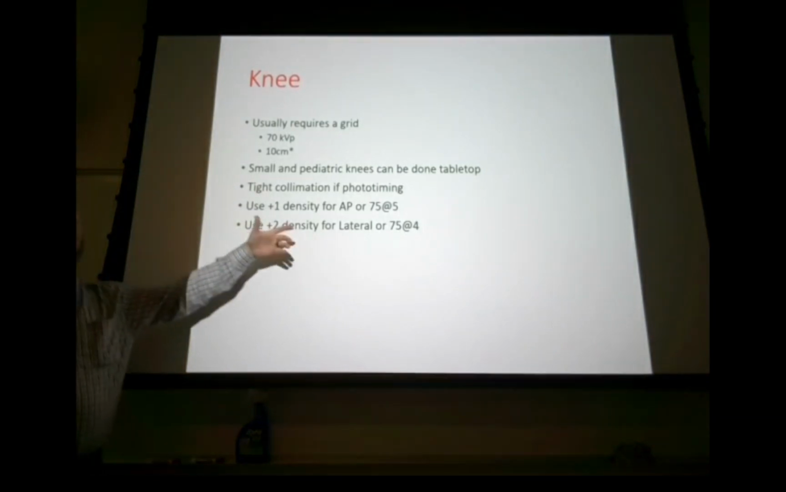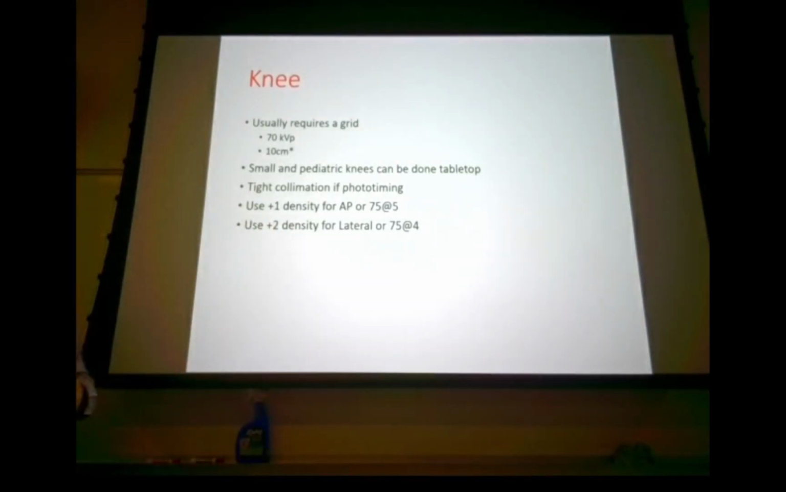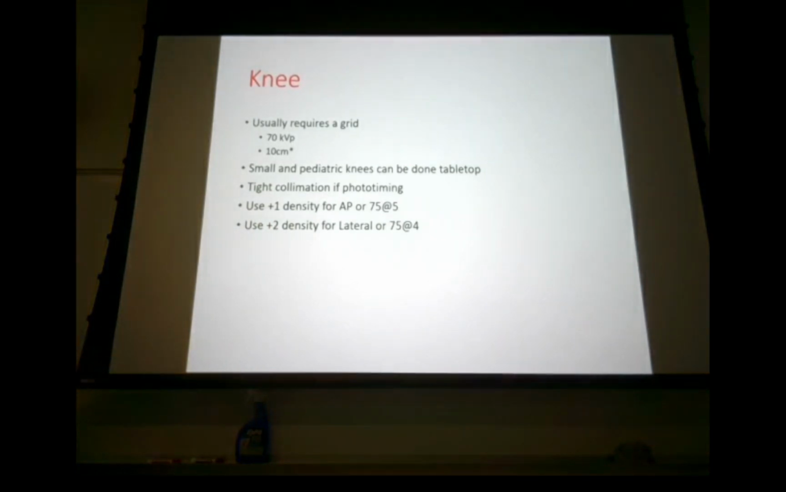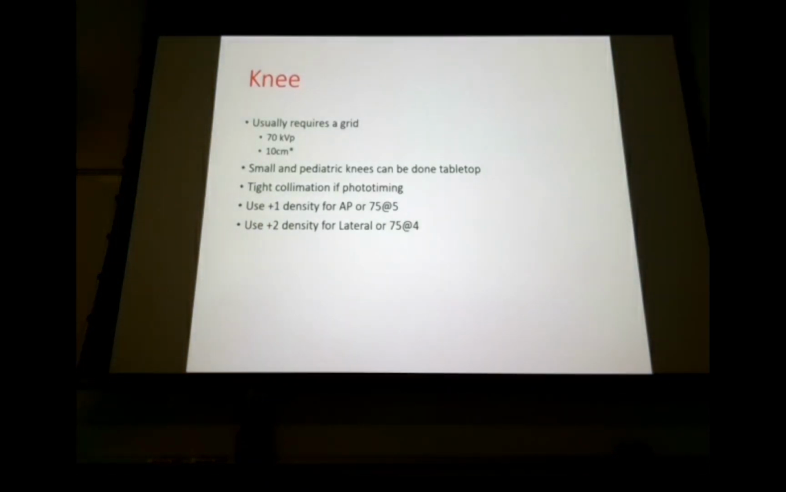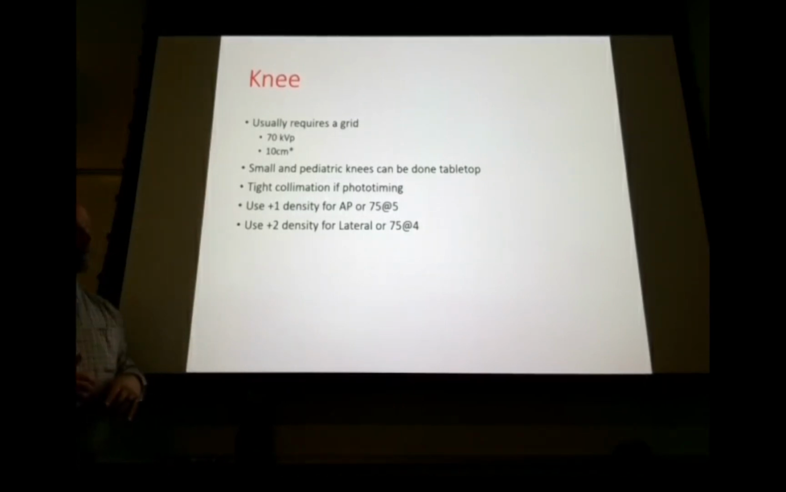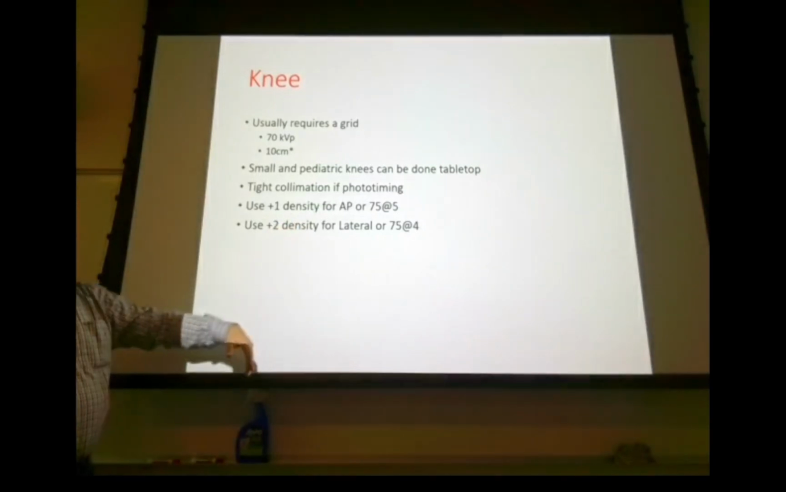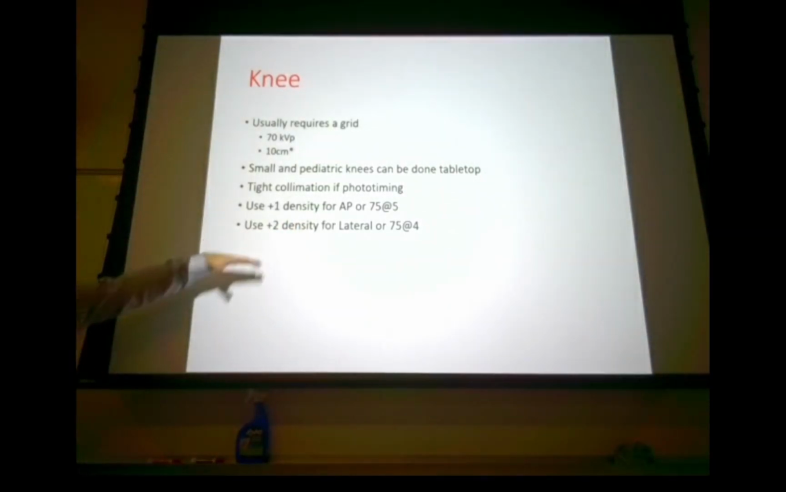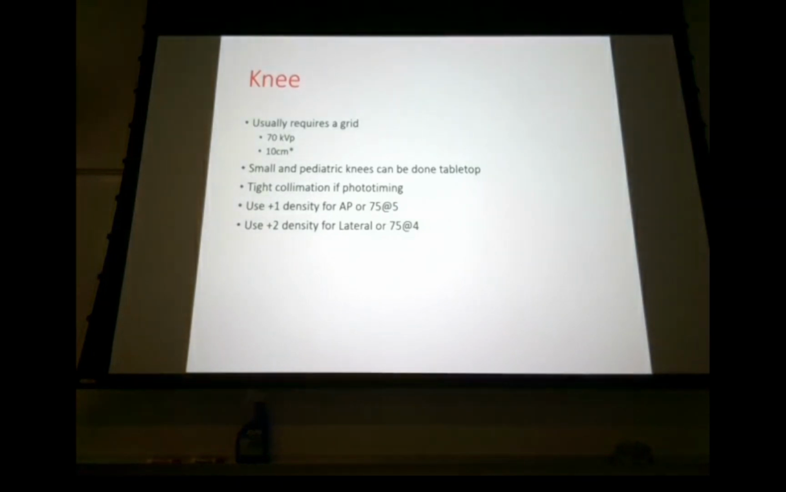If you're phototiming, I really recommend tight collimation, as tight as you can get, obviously without clipping anatomy. Especially on the lateral, the anatomy is going to have a hard time covering that photocell. You might just be shooting through soft tissue to get to the upper and lower portion of the photocell, which has a tendency to cut it off. So use tight collimation and phototiming, maybe hit it with a +1. On your laterals, you might want to use +2 density.